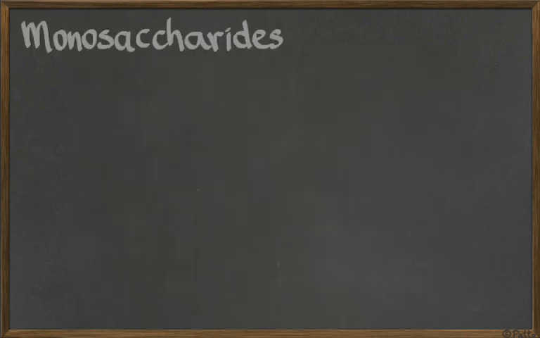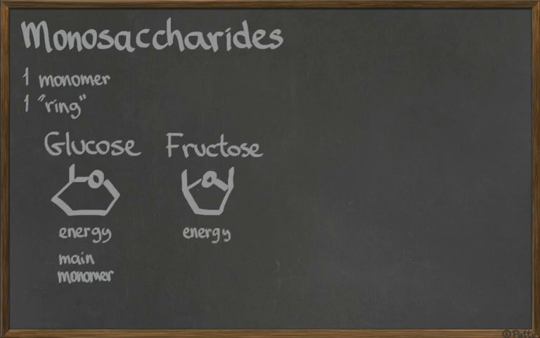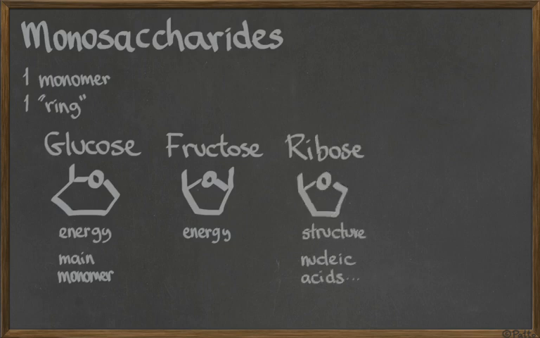We saw before, this is just a revision, monosaccharides. Monosaccharides are one monomer, that means one ring. And I showed before glucose, they're important for energy. They are the main monomer that will make other disaccharides and polysaccharides. We have fructose, which is important for energy as well. And we have the ribose, which is important for the structure of nucleic acids like DNA and RNA.